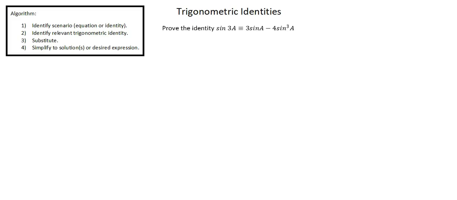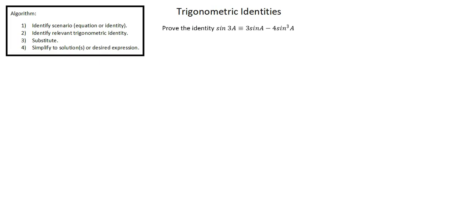Our topic is trigonometric identities. This is example number 4. Our requirement reads as follows. Prove the identity sine 3a is an identity with 3 sine a minus 4 sine a cubed.